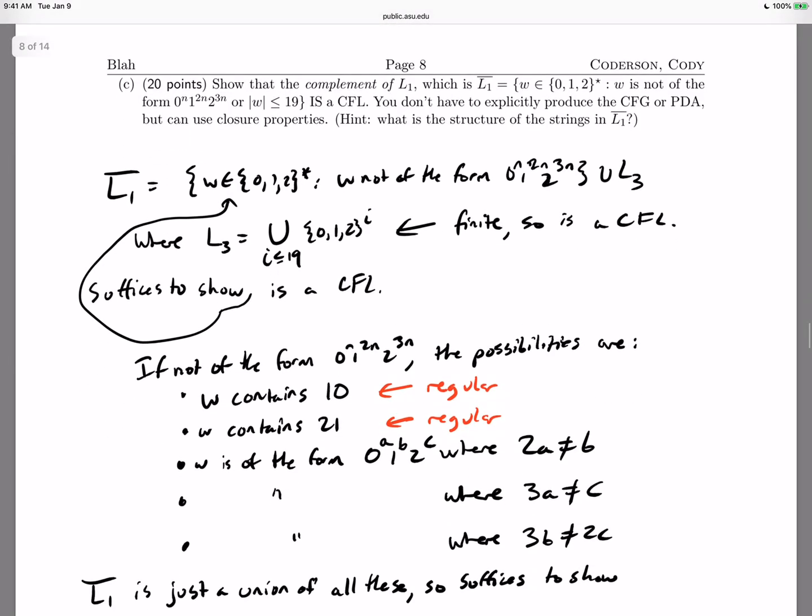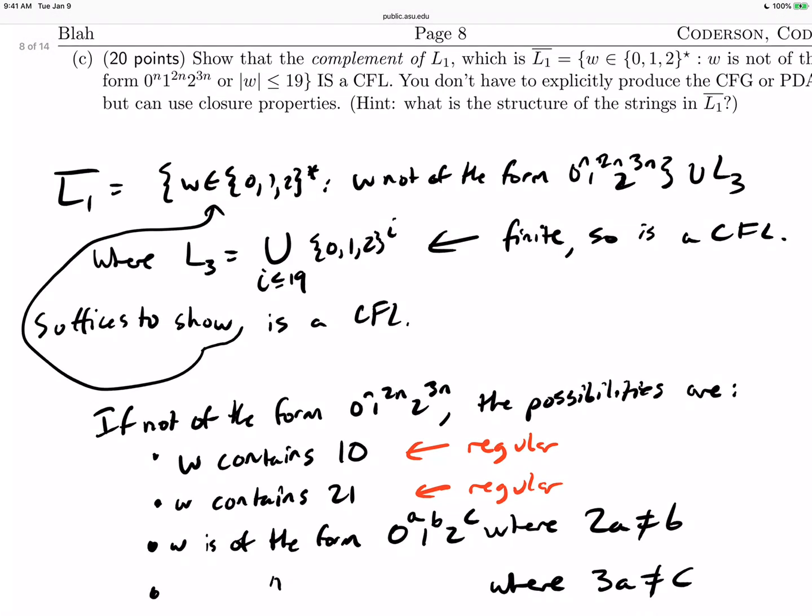So let's go back here. Well, what I said was, let's just split this into two subproblems to make this a little easier. Let's split it into the one where it's just not of that right form, and then union it with the strings of, at most, I guess, 119. I should probably fix that. But the strings of length at most 119, that is a finite language. So the L3 language here definitely is finite and therefore is a context-free language.